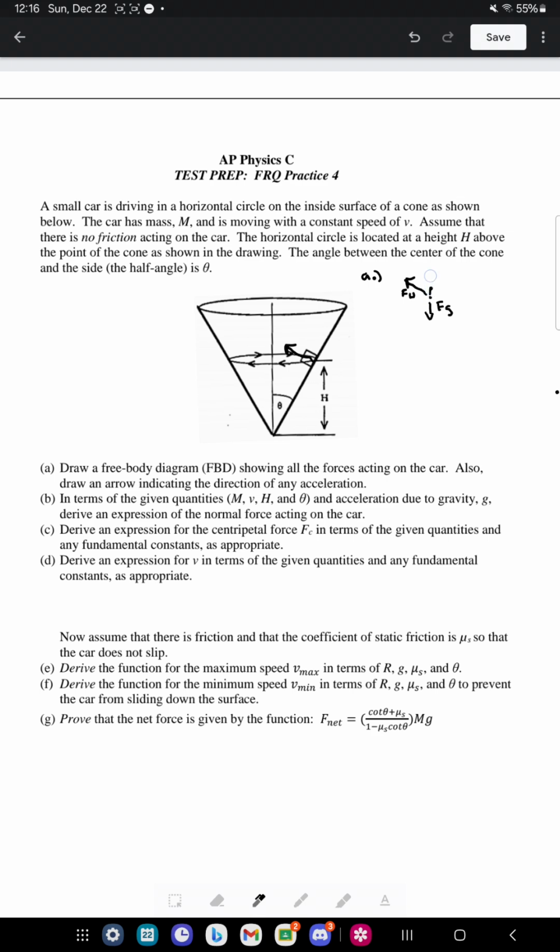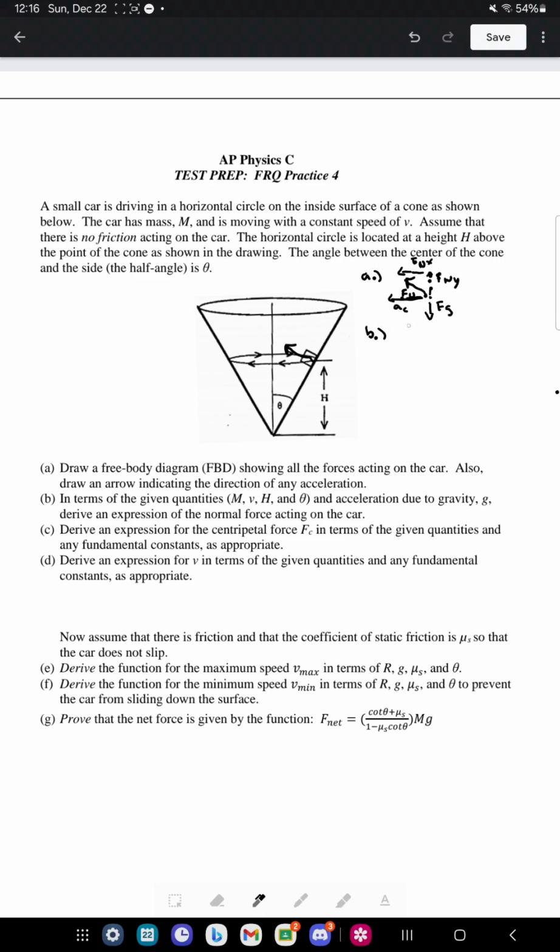F_n has a vertical component, F_n,y, and a horizontal component, F_n,x. And there's also the acceleration going towards the center. Part B.